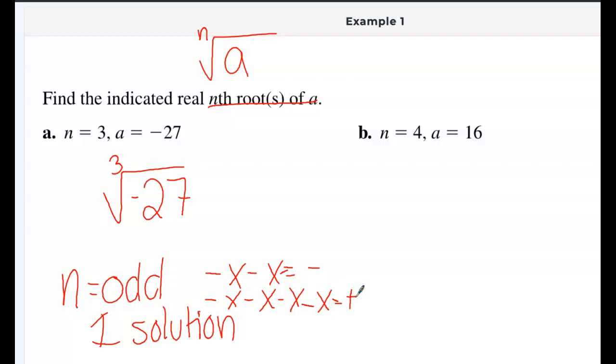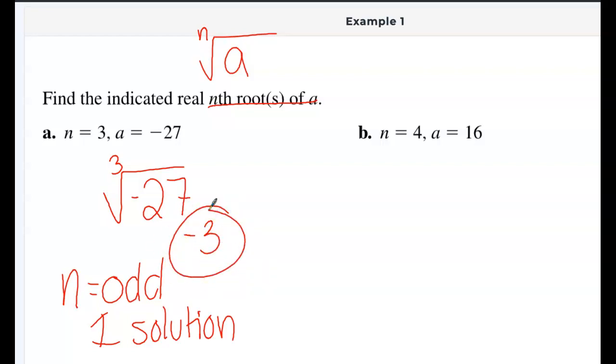Wait, is that only if the number is negative? No. Because remember, a positive times a positive times a positive still has to give me a positive. So when n is odd, there's only one solution. So what would our solution for this be? What times itself 3 times gives us negative 27? This is 3. So negative 3 would be our one answer.